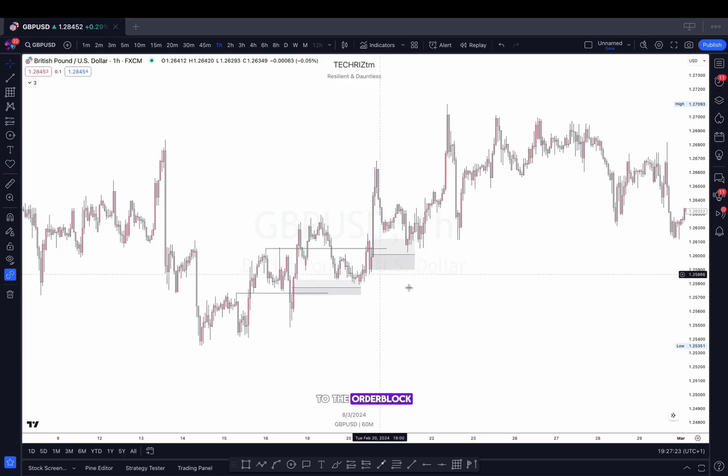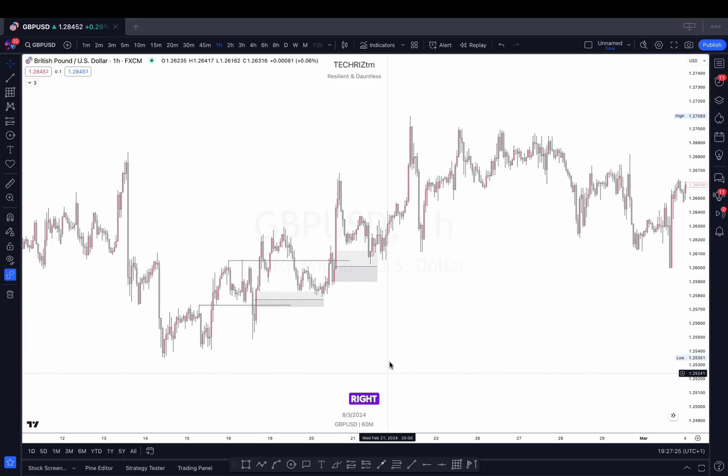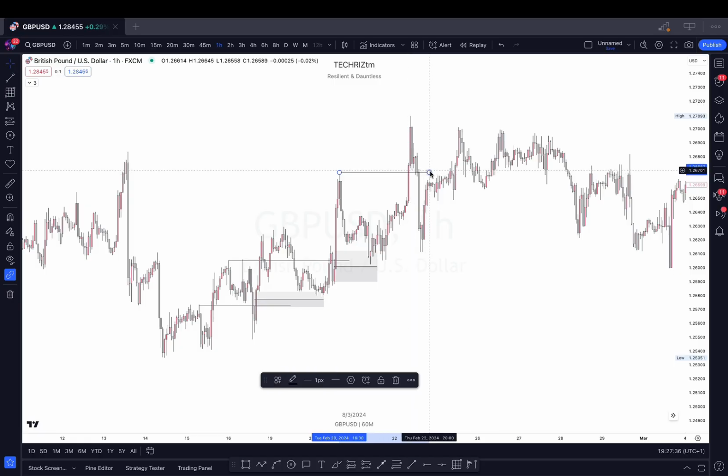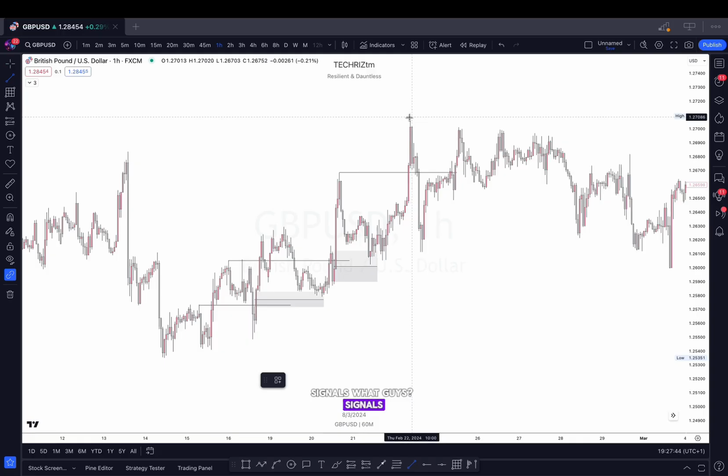Price has reacted to the other block, right? Now this particular zone again is an efficient zone. It's an efficient zone, but price did not go above this high. So price not going above this high signals what, guys? It signals trend exhaustion.